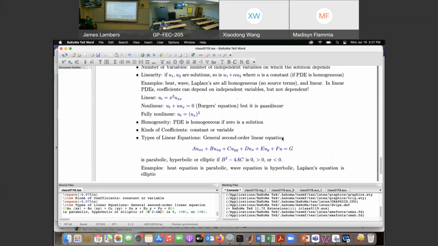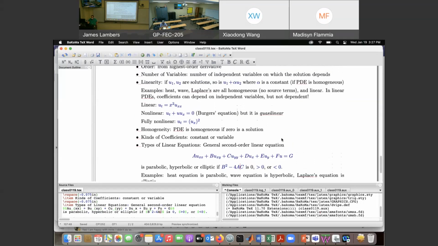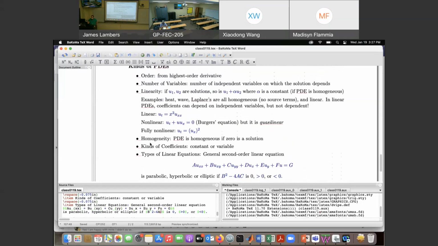One of the first homework problems is, given some PDEs, classify them according to these categories given here. Because when you come across a PDE, these are things that you want to know about it right off the bat, before you think about how you might solve it. That might indicate which approach you want to take. So that's why this kind of classification is important.